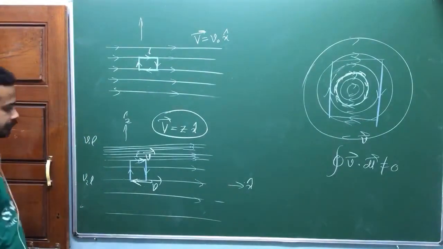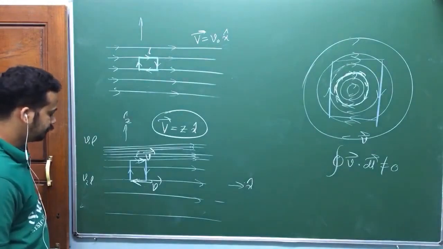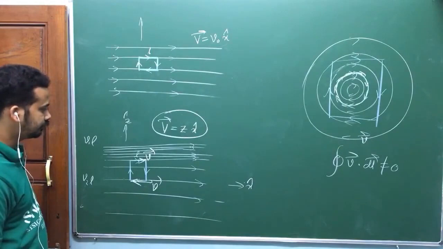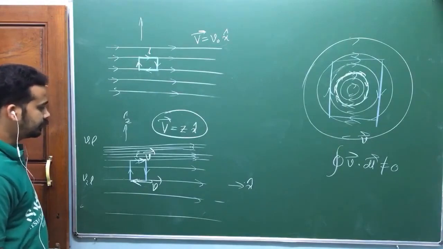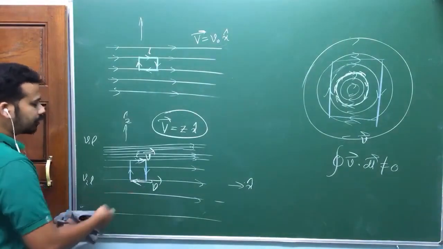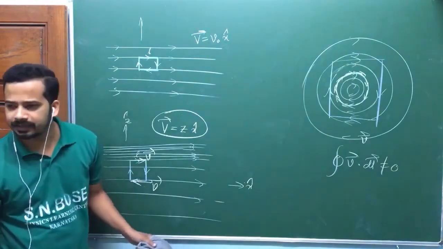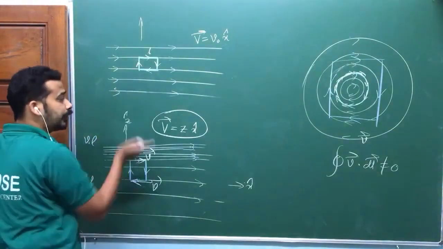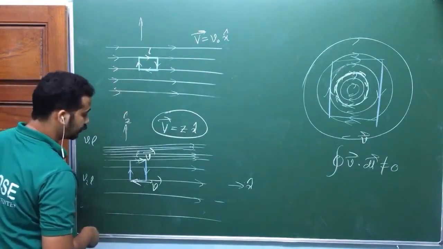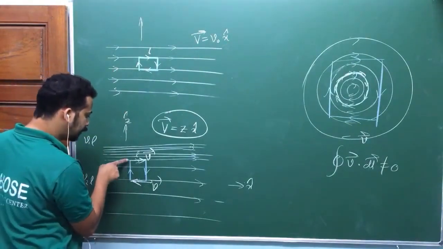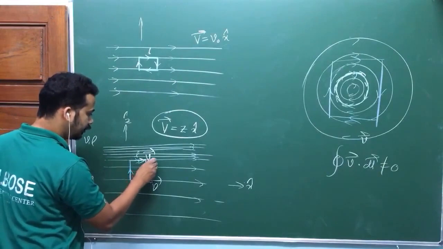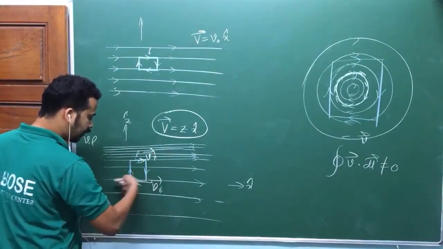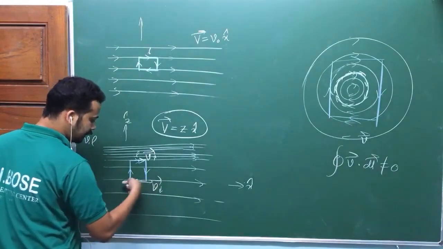Circulation means closed line integral, the value of the closed line integral, and that is non-zero. Compare these two. That is positive here because you have high field strength here. This is higher, this is quite lower. So that's why this dot product will give negative, this line integral.